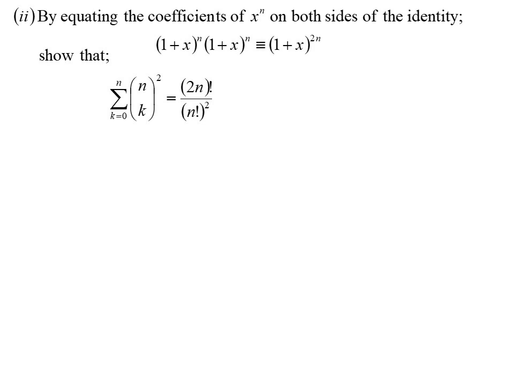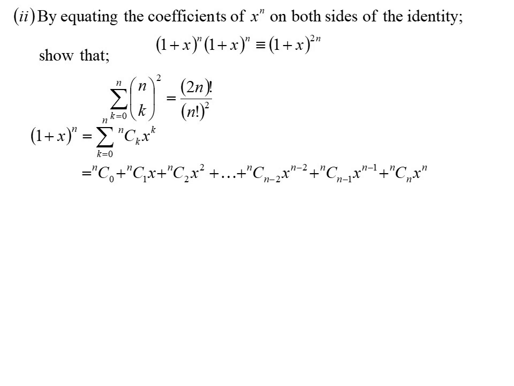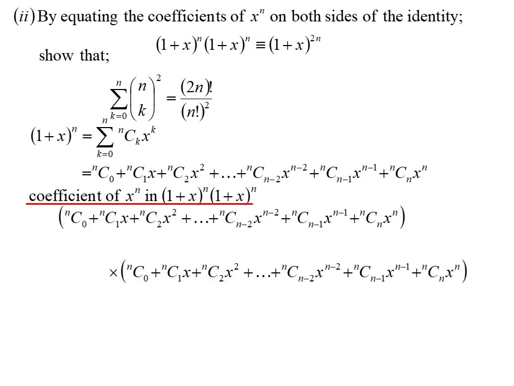Okay, starts with the binomial theorem. I'm going to expand the whole thing out here. Now we're going to have (1 plus x) to the power of n times (1 plus x) to the power of n. And I want to look at the coefficient of x to the power of n in that expansion. I don't want every term, I just want to find the terms with x to the power of n. So in other words, I'm multiplying nC0 plus nC1 x plus nC2 x squared and so on by the same thing, nC0 plus nC1 x and so on.